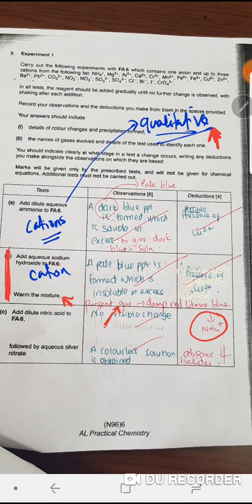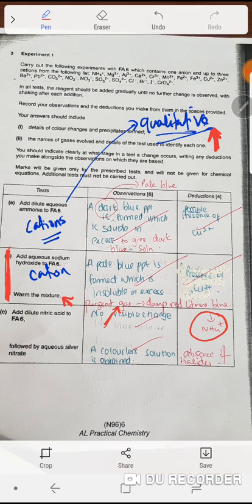So go and see the answers there and don't give other answers apart from what is there on that paper.